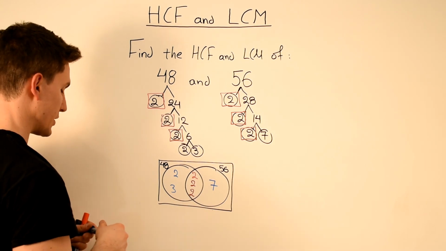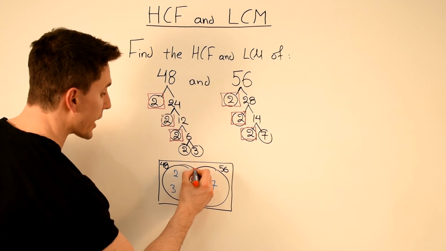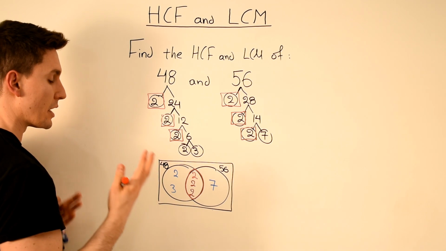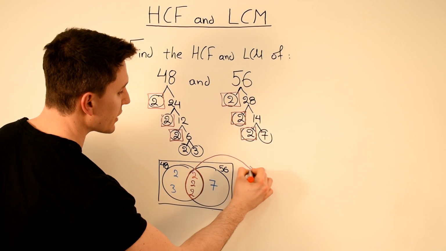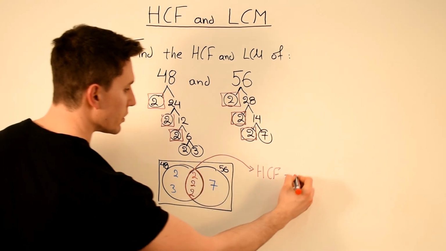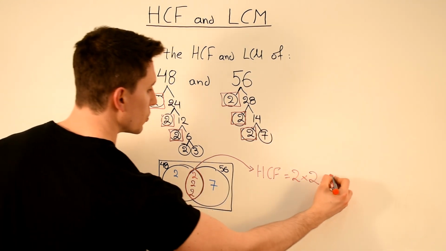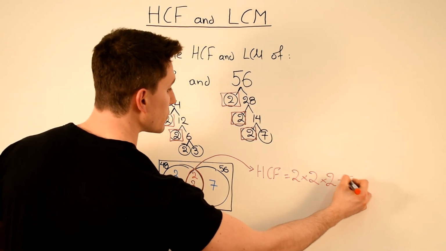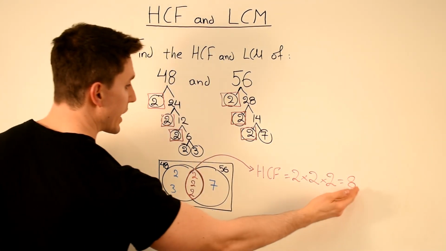Now how do we proceed? Let's start with the highest common factor. So the highest common factor we can actually work out by multiplying all the numbers in the middle part where the two circles cross each other, the intersection of the two circles. So we can go ahead and write down that the highest common factor is actually equal to 2 times 2 times 2. Now 2 times 2 times 2 is simply equal to 8. Therefore the answer is that the highest common factor of these two numbers is 8.